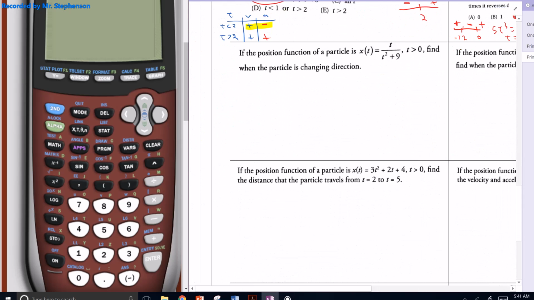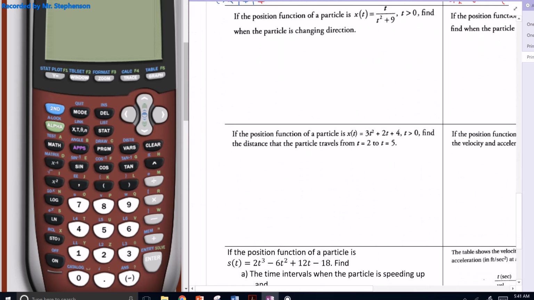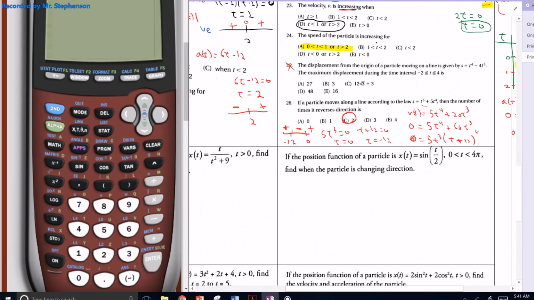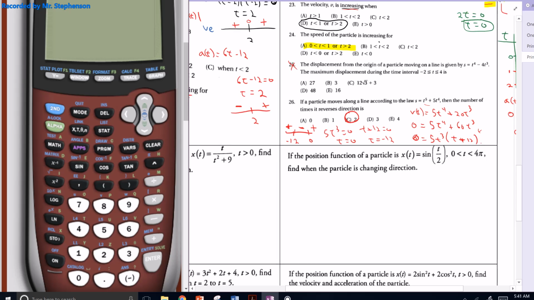All right, here we are at these last couple of problems. Just to finish up that last problem, the last piece after 0 was positive, and so it changes directions at -12 and 0, so you would get 2 there.